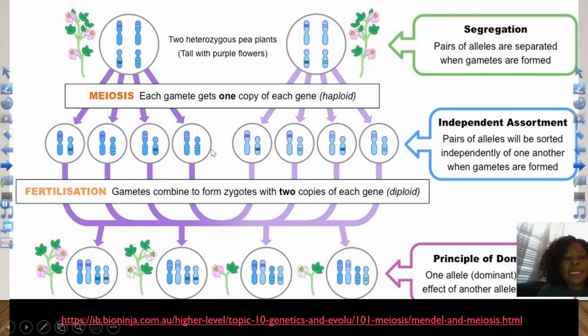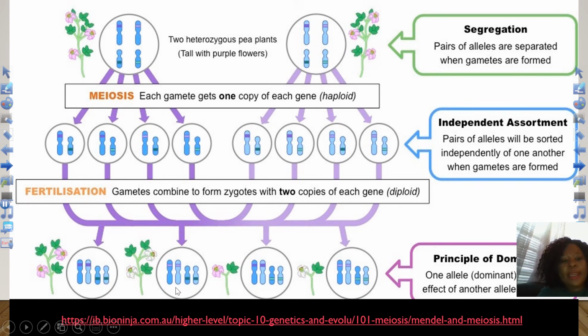So that is the segregation of chromosomes, and they independently assort, meaning that they move independent of each other into the different gametes. So when fertilization occurs, these gametes can combine randomly to form zygotes with 2 copies of each gene. So in this picture here, you can see we have got a tall plant with purple flowers because of the combination of the alleles.